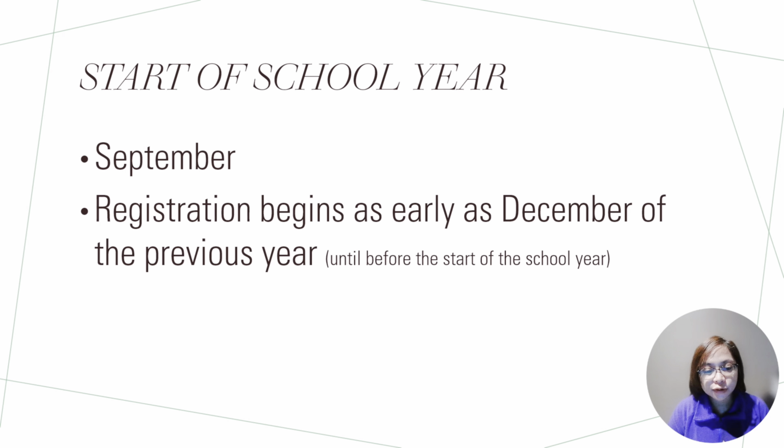First off, you must know that the start of the school year is every September, but the registration begins as early as December of the previous year. So for example, if you're going to enroll your kid for September 2024, the registration already started last December 2023. But don't worry if you come here late, because it will be open for you until the start of the school year. And sometimes even if you arrive here by like August or September, you can still register your child.